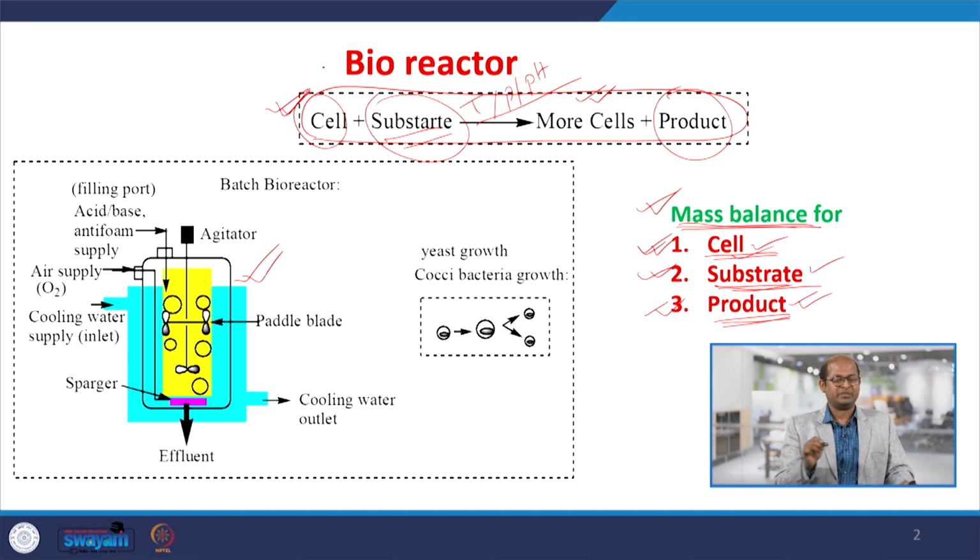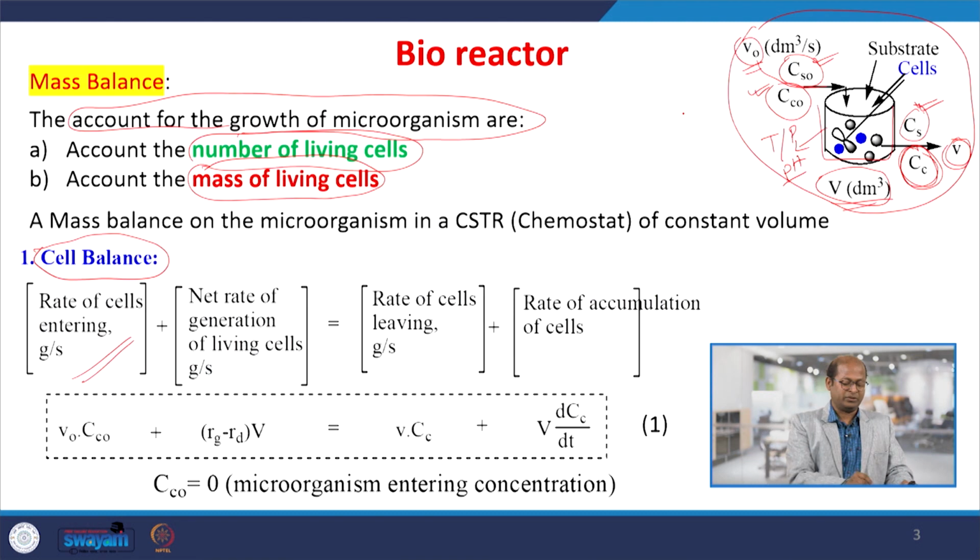First we will develop the equations for cells, then substrate, then product, one by one. If you consider the cells first, there is the rate of cells entering in grams per second, the net rate of generation of living cells inside the reactor due to the cell reactions, and the rate of cells leaving.